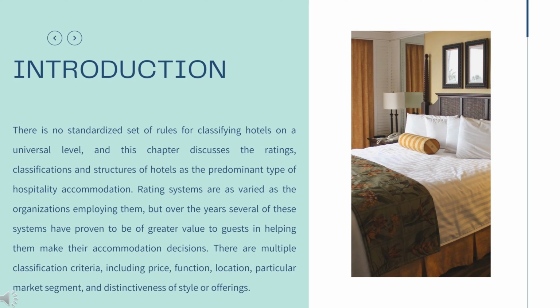For the introduction, there is no standardized set of rules for classifying hotels on a universal level, and this chapter discusses the ratings, classifications, and structures of hotels as the predominant type of hospitality accommodation. Rating systems are as varied as the organizations employing them, but over the years, several of these systems have proven to be of greater value to guests in helping them make their accommodation decisions.